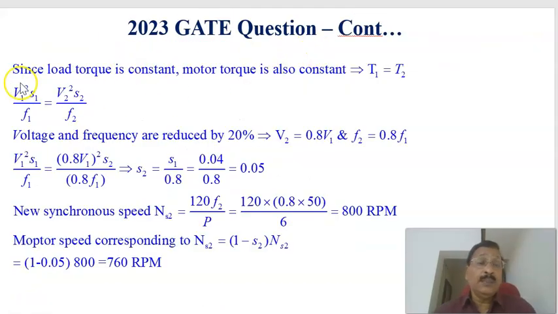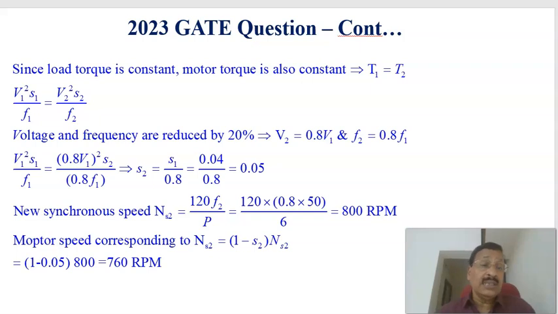Now continuing the same problem, as we have seen, since the load torque is constant, we can say that T1 equals T2, or V1 square S1 divided by F1 equals V2 square S2 by F2, where V2 equals 0.8 times V1 and F2 equals 0.8 times F1. That is given in the problem, because the voltage and frequency are reduced by 20%.